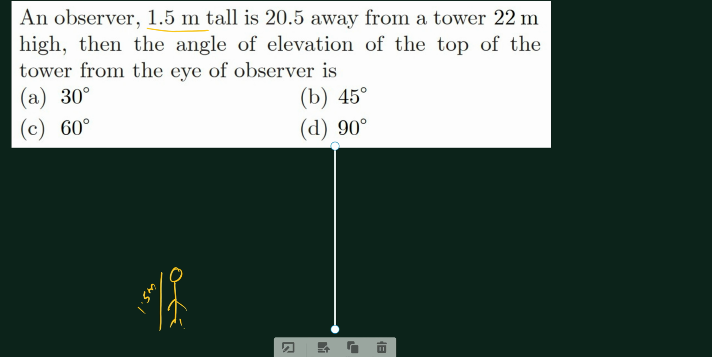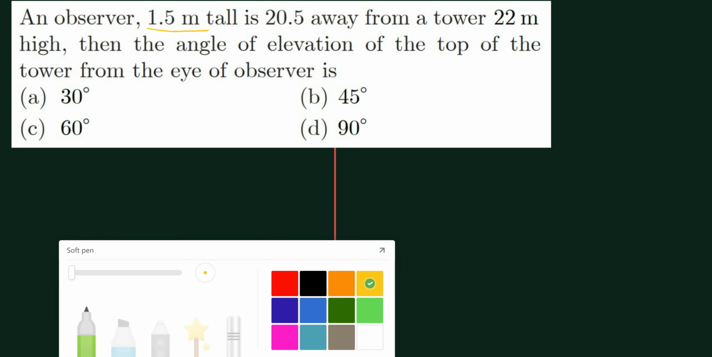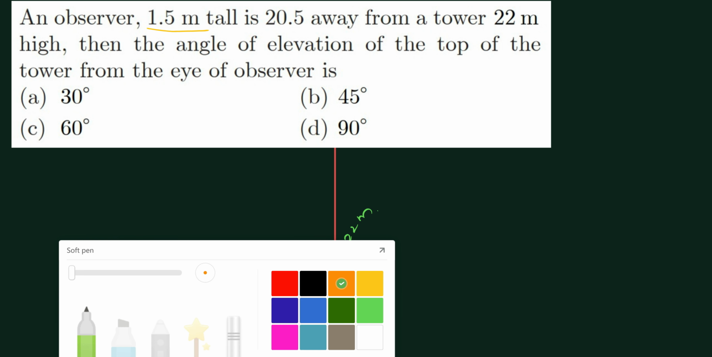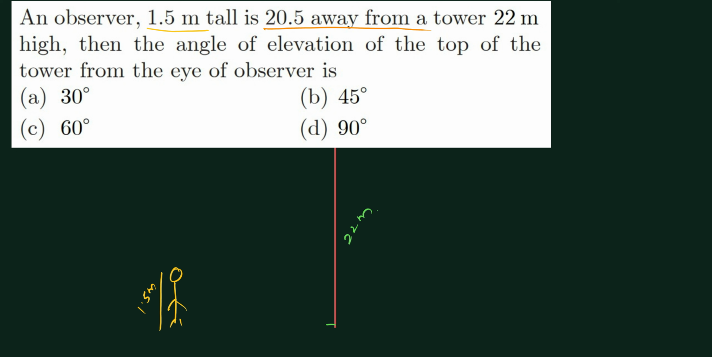What is the height of the tower? 22. Yes or no? The height of the tower is 22 meter. And what is the distance between the observer and the tower? In the question they have given how much away he is from the tower: the 20.5 meter away from a tower.